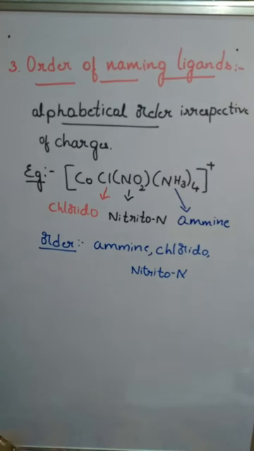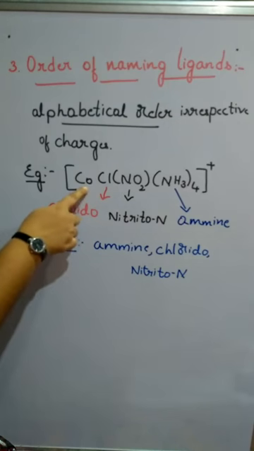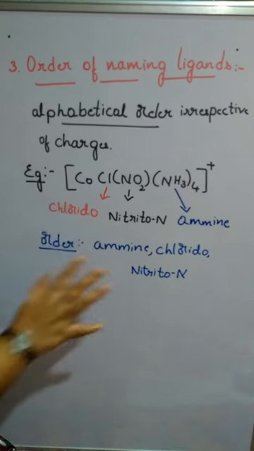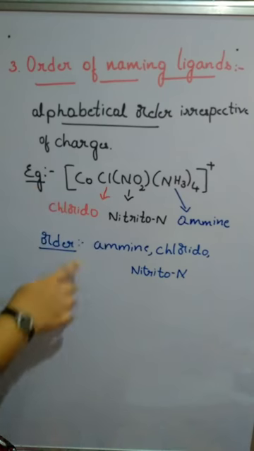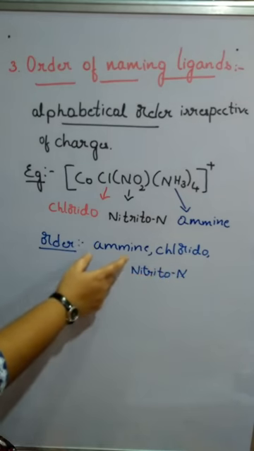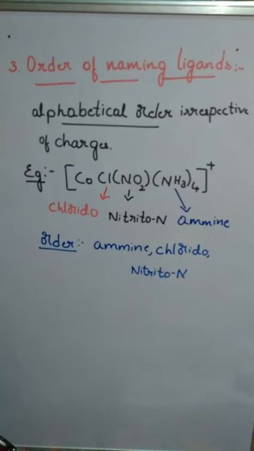The full name we are not going to write now, because a few more rules are needed to write the name of the central metal atom. So for that reason I am keeping that pending, and later we'll discuss it. But this should be the order of ligands. First ammine will come, then chlorido, then nitrito N. So this is about the order of naming the ligands, that is, alphabetical order.